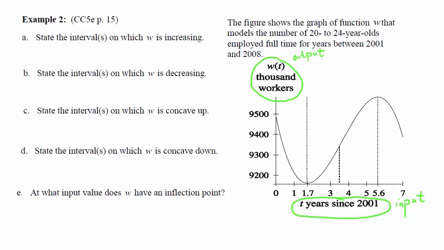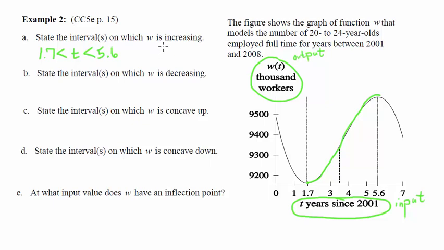All right, so when I'm increasing, that's when I move from left to right, I'm going uphill. So if I start off here at 0, I'm going down, down, down, down, down, so that's not it. All right, then starting at 1.7, I start going up, up, up, up, all the way to 5.6. All right, so the notation I'm going to use for that is 1.7 is less than t, which is less than 5.6.